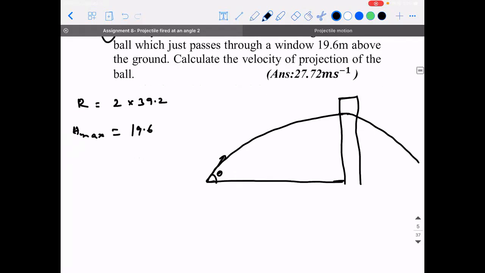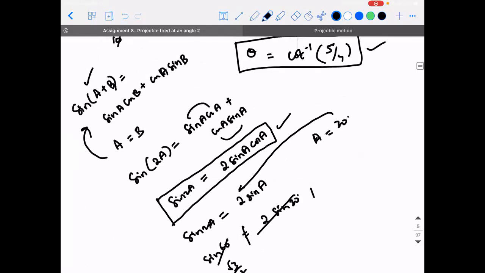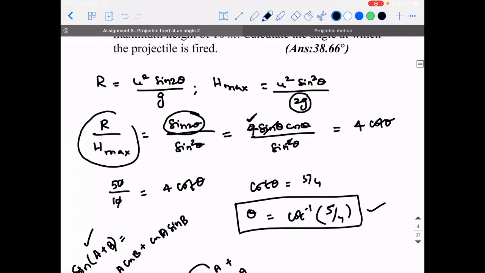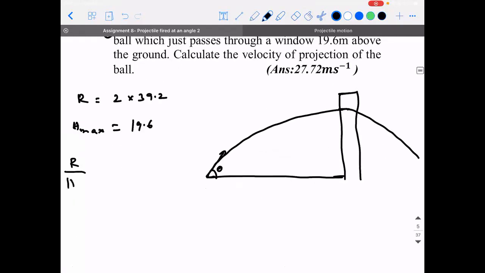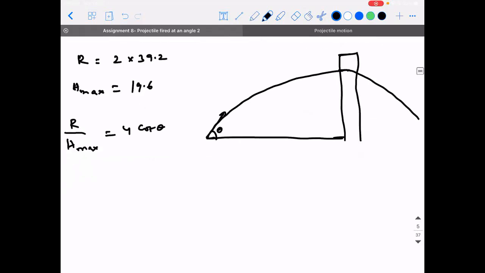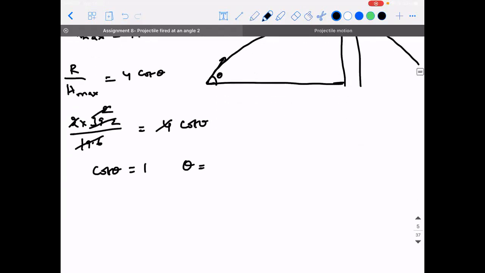We just now saw a formula, right? What is the relation between R and H max? So R divided by H max is equal to 4 times cot theta. R is 2 into 39.2 divided by 19.6, which is equal to 4 times cot theta. This will go 2 times. So cot theta is equal to 1. So what should be the value of theta? Theta should be equal to 45 degrees.